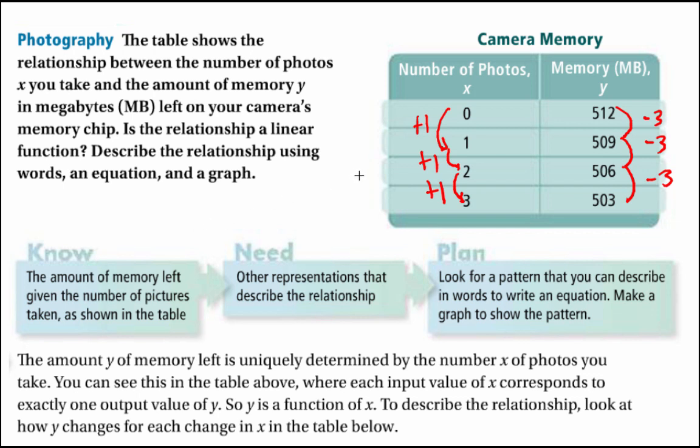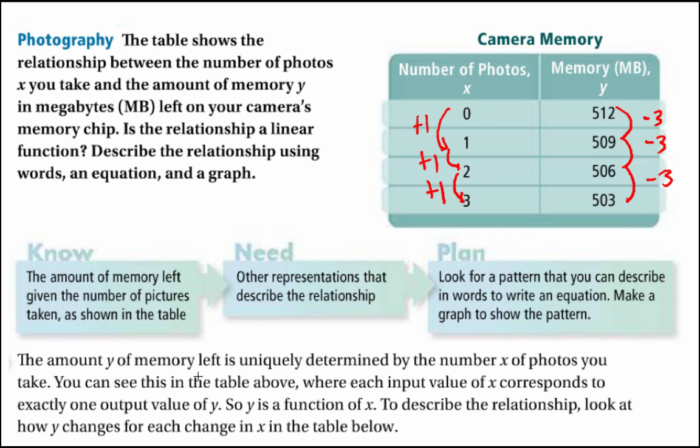So here we have a table representation. We also need to write this in words, we need to write an equation, and we need a graph. The plan: we need to look for a pattern, describe it in words, write an equation, and make a graph to show the pattern. And so we've identified the pattern. The amount y of memory left is uniquely determined by the number x of photos you take.